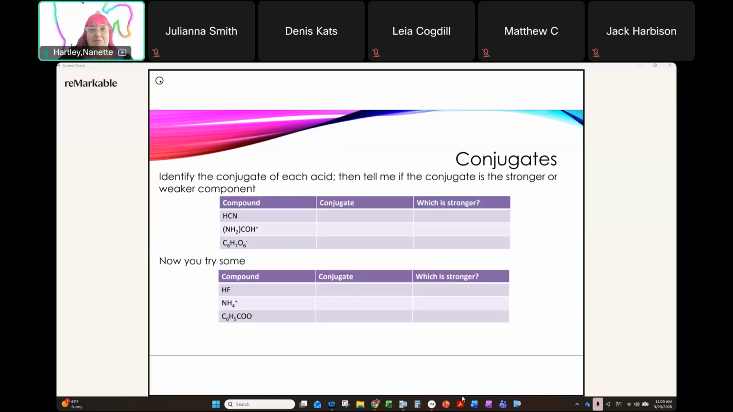So again, some more practice in identifying the conjugates. Now, I can do some of the identification of the conjugates without really worrying about which is stronger. I know that HCN is going to take off a proton and it's going to be a CN minus. I know that this NH2COH plus is going to take off the H plus.